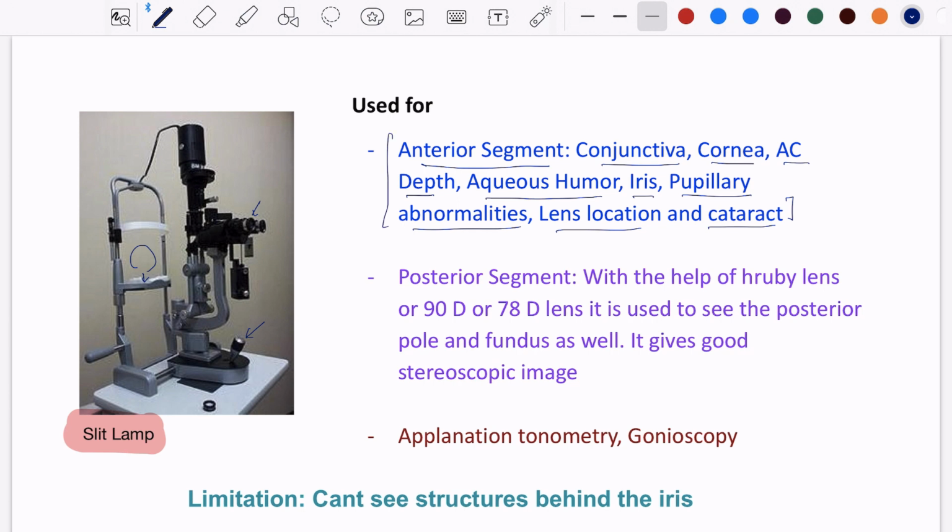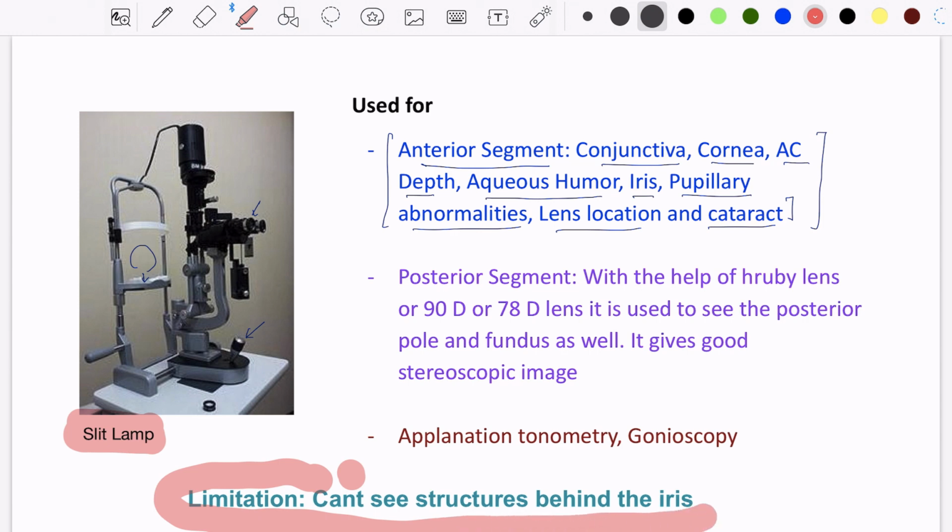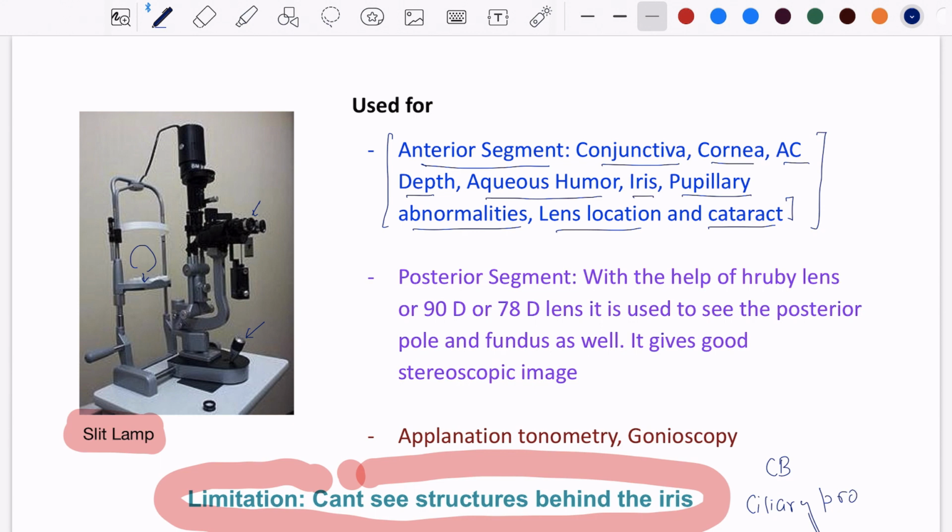So this would be helpful for you when you are writing a short note on what are the various things that can be seen through the slit lamp. Remember that whenever we are using a slit lamp, we cannot see the structures which are behind the iris. Okay, so like our ciliary body and the ciliary processes, they cannot be seen through the slit lamp.